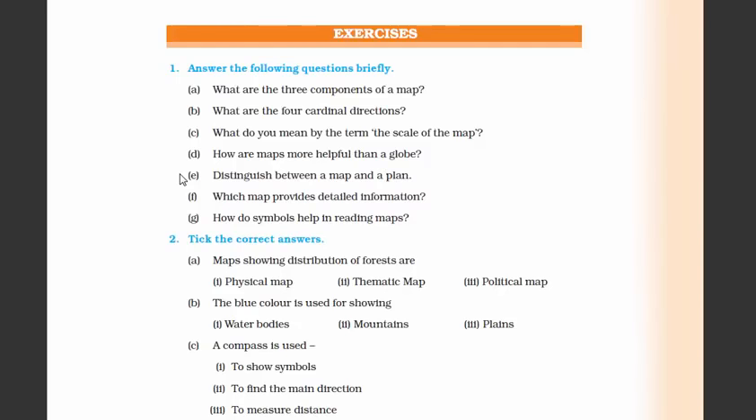Now let's quickly answer these questions. First question, what are the three components of a map? The three components of a map are distance, direction, and symbol.